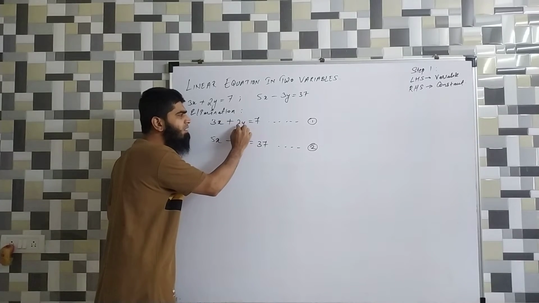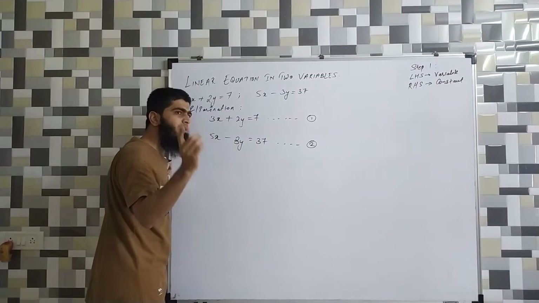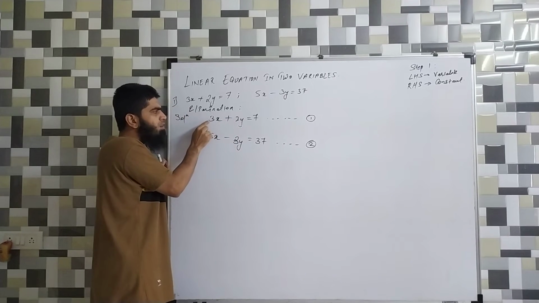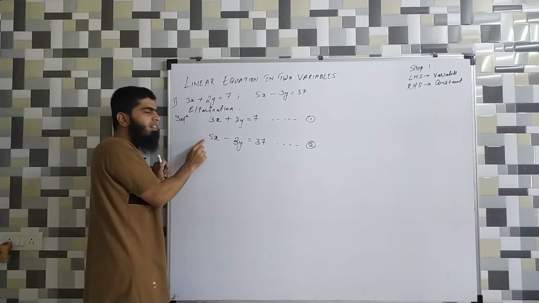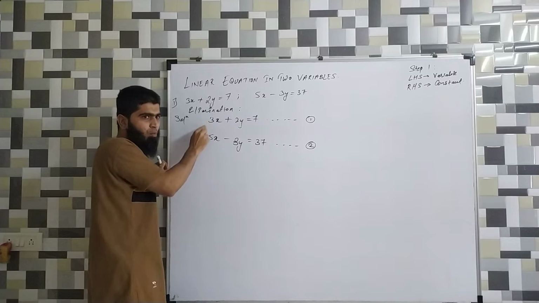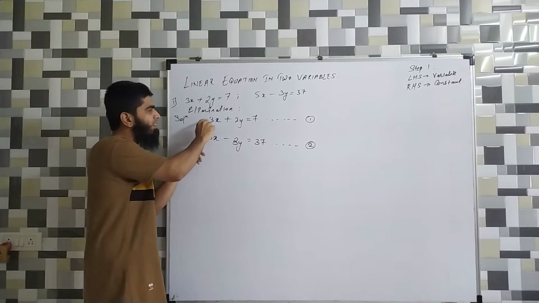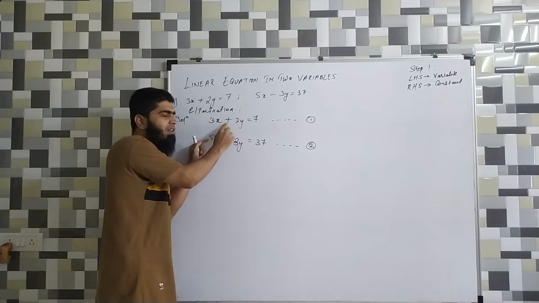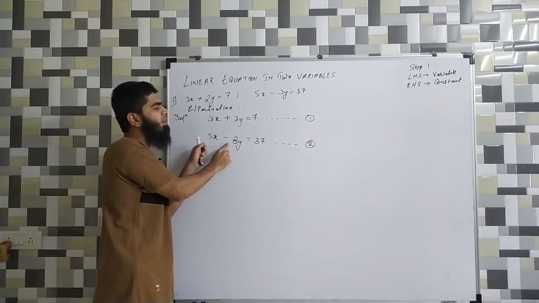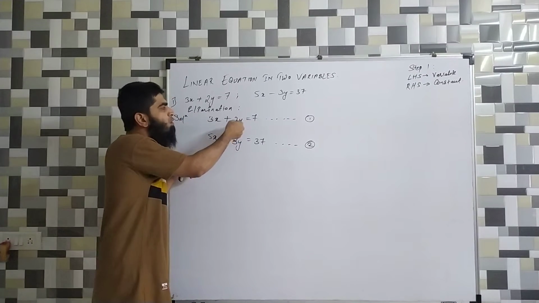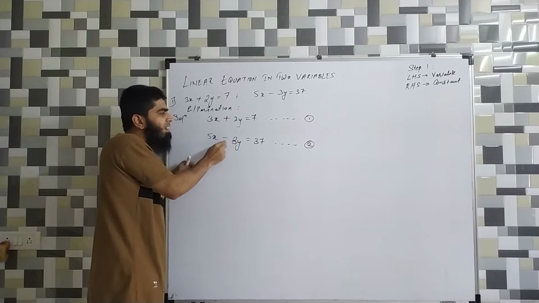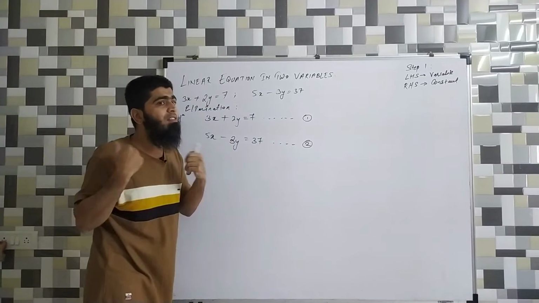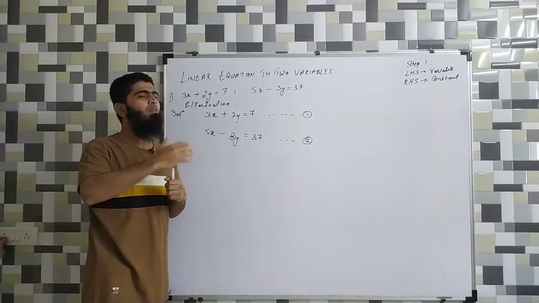Try to make the coefficient of that variable equal which has the opposite sign. See, the coefficient of x is plus 3, and the coefficient of x is plus 5. Both are positive, both have the same sign. But in the case of y, the coefficient is plus 2 and the coefficient is minus 3. So I will give preference to the coefficient with opposite signs. Why it is so, I will explain during the course.